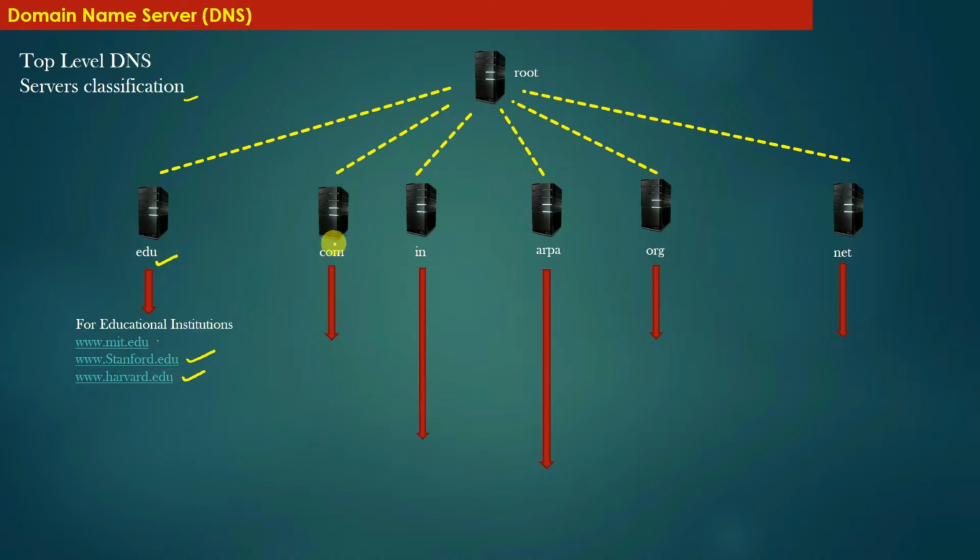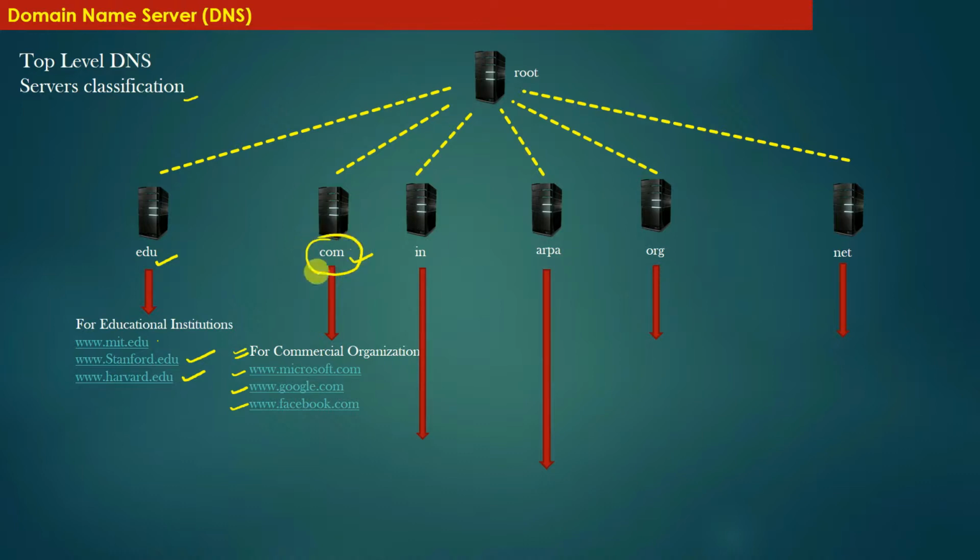Then the second top level domain name server, and probably the most common and most famous one, is the com top level domain name server. The com top level domain name server is responsible for commercial organizations or commercial websites. Around 90% or even more of the websites of the world are housed under the com top level domain name server. Any website of commercial purpose, such as Microsoft.com, www.google.com, Facebook.com and many others, is housed under the com top level domain name server.